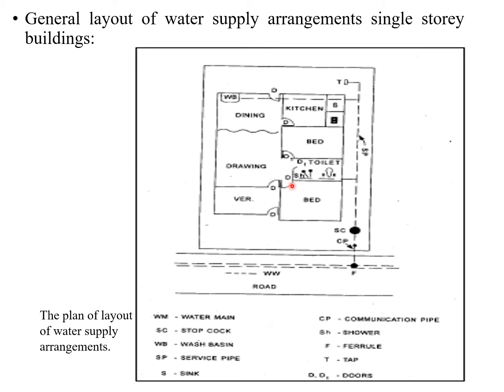Shower in the bathroom arrangements. Shower. Ferrule is attached here. This is a ferrule for the main water line. The communication pipe is being connected by means of a ferrule, and a tap where we are able to regulate the flow of water. And this is a simple layout of my water supply arrangement for a residential building.